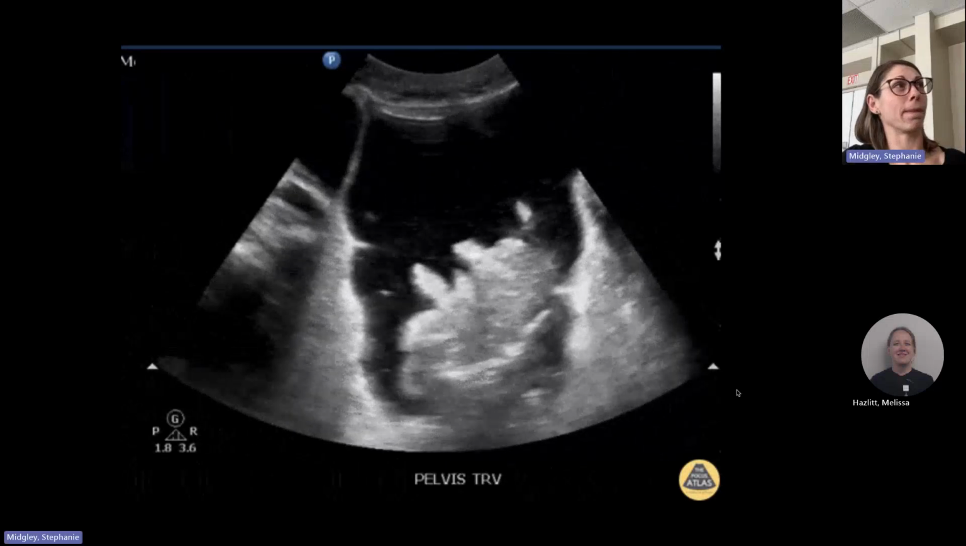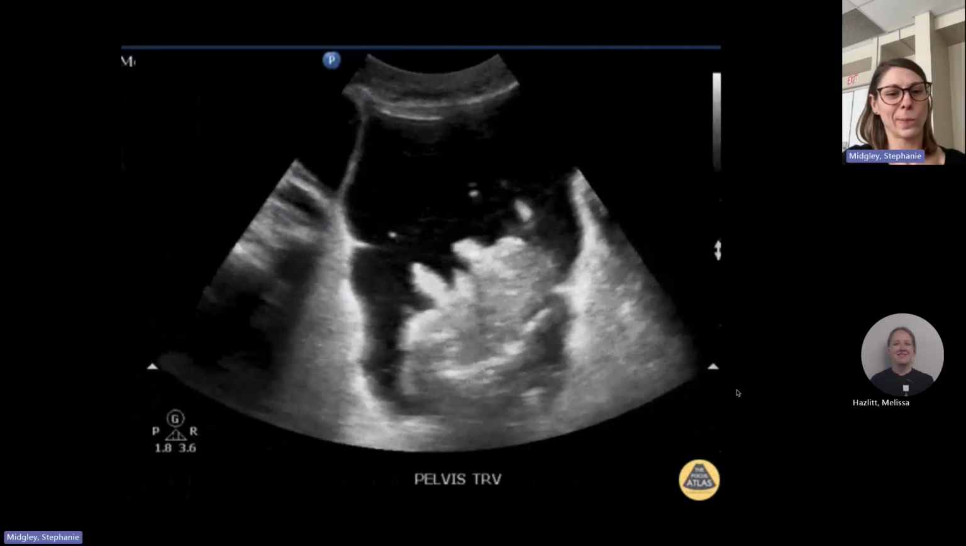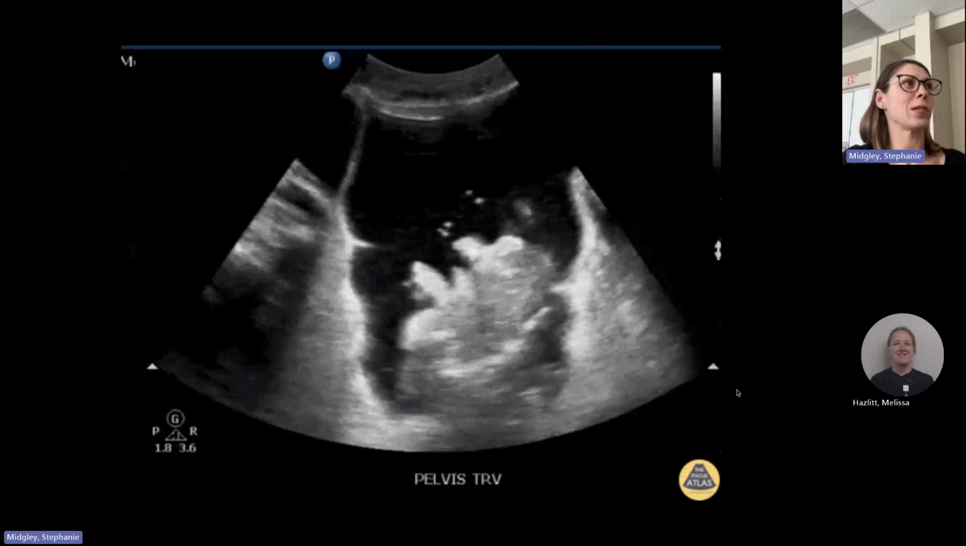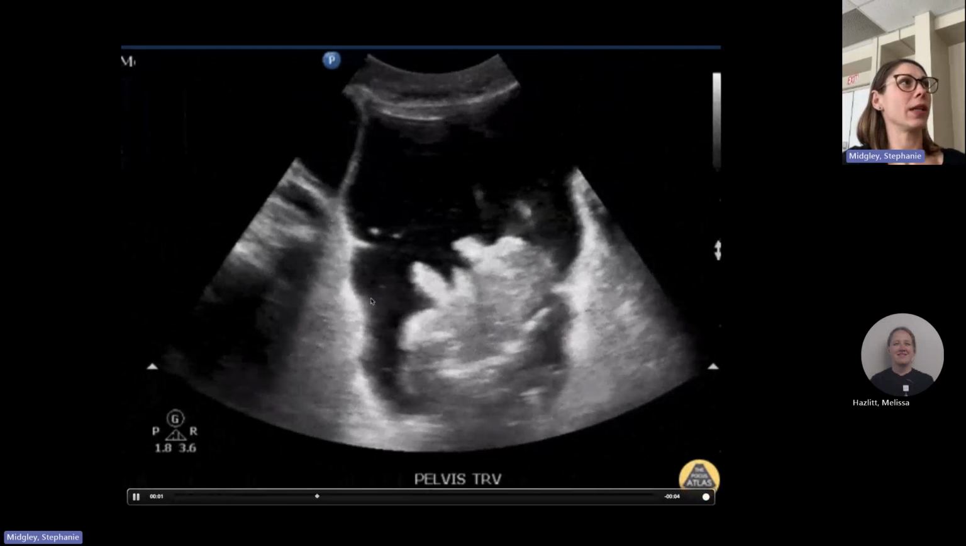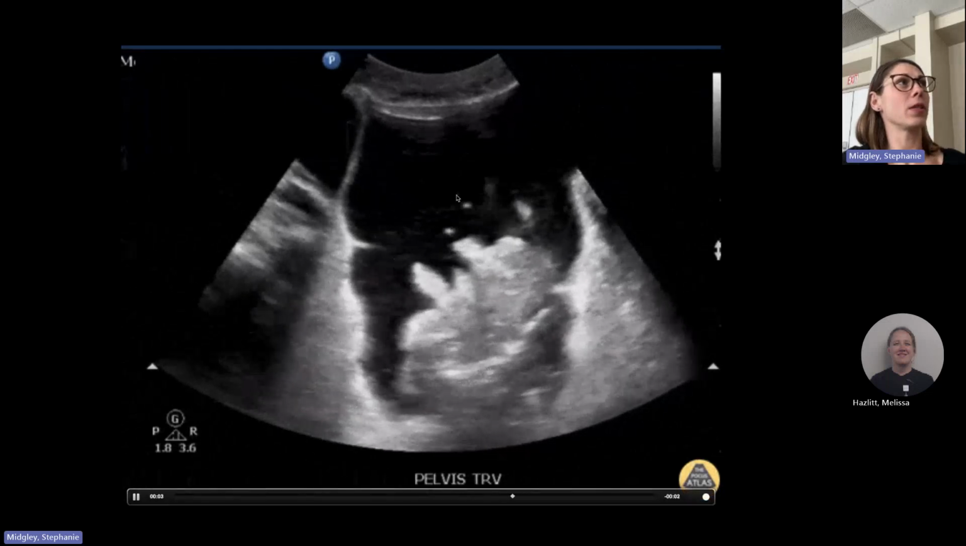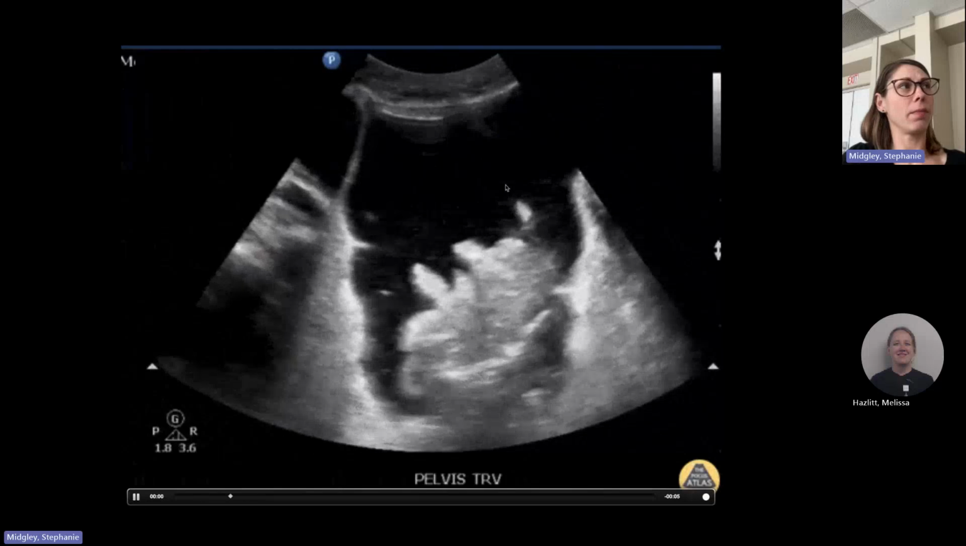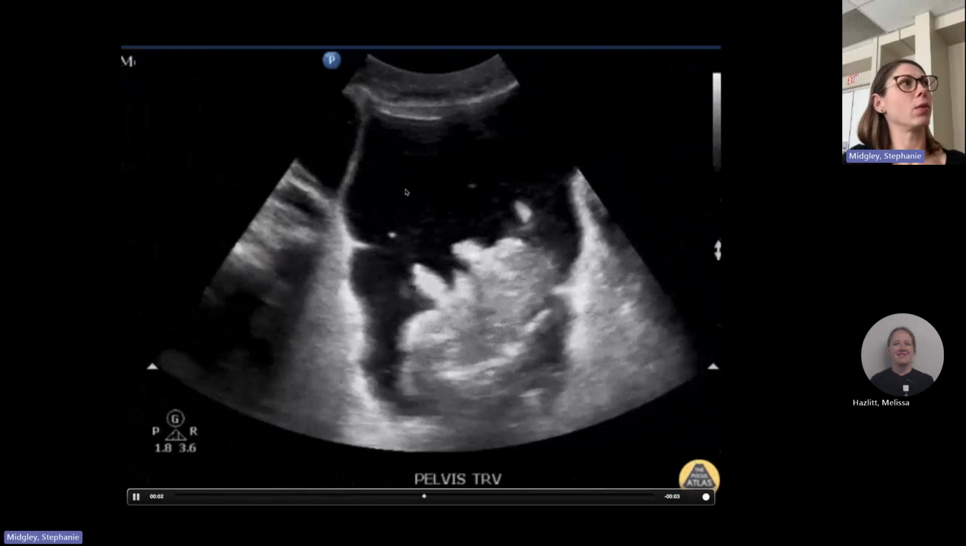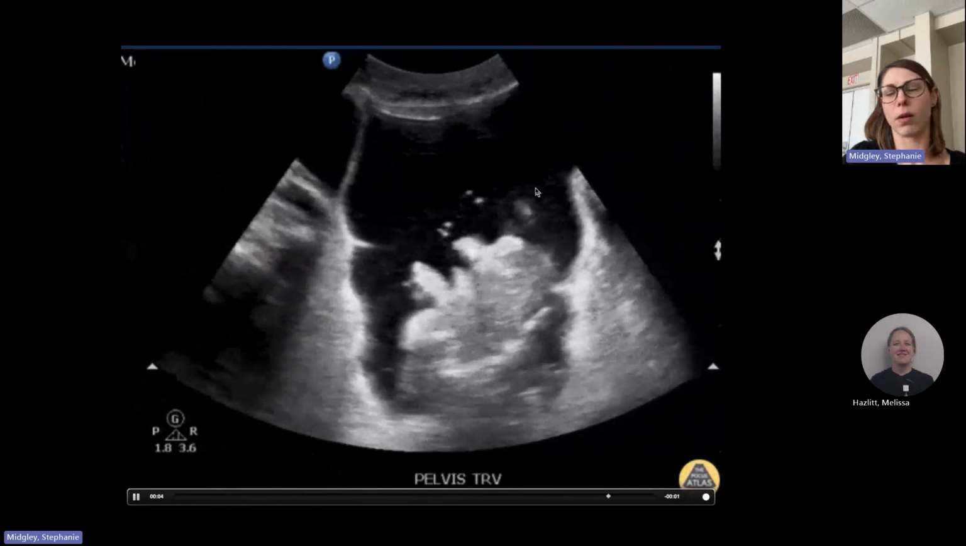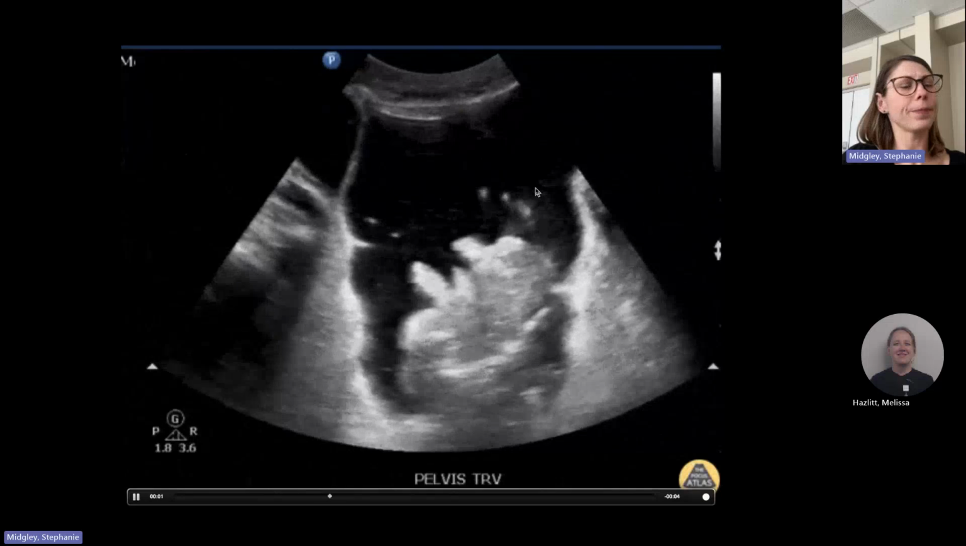Looks like air leaking out of a valve. Yep, like surrounding the fluid. Exactly, right. So you've got the little white air bubbles within that ascitic fluid. If you ever see little white bubbles in ascitic fluid, start thinking about a perforated viscus.